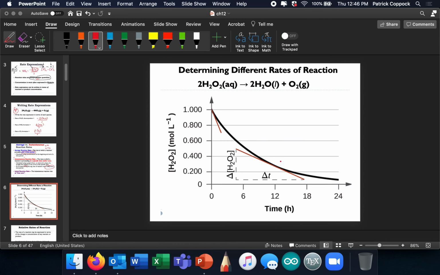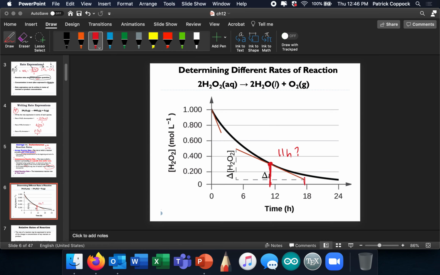So in a graph, we might say, what is that, 11 hours? Maybe this is 11 hours, okay? So the instantaneous rate at 11 hours would be, we go to 11 hours, right there, and we say, all right, let's draw a tangent line at that point. So we draw the tangent line and we find the slope of that tangent line, right? So to find the slope, we just do rise over run, right?